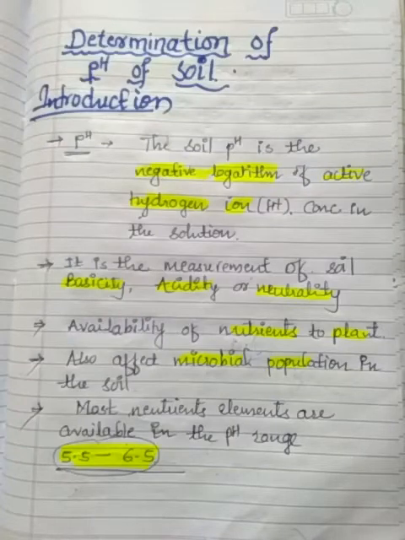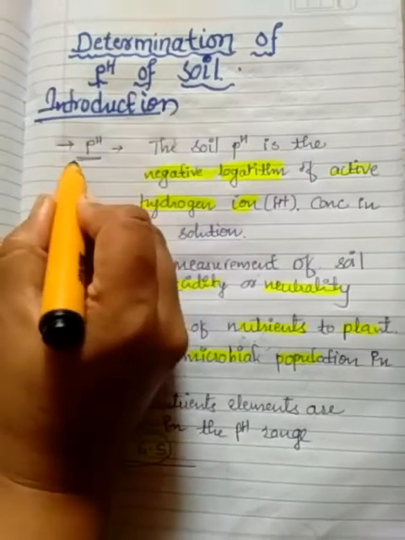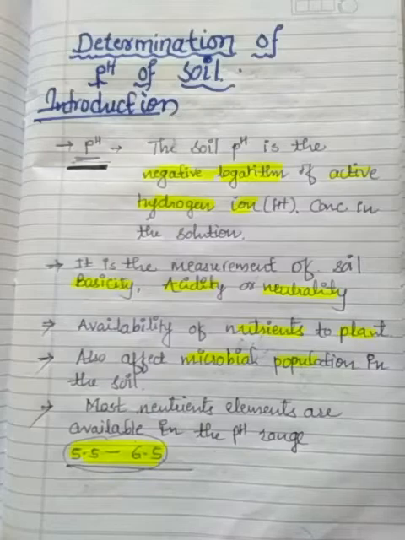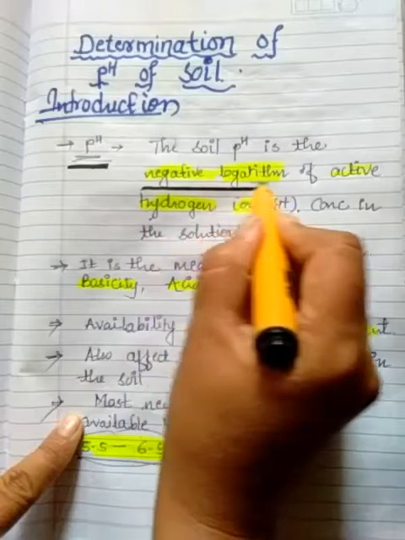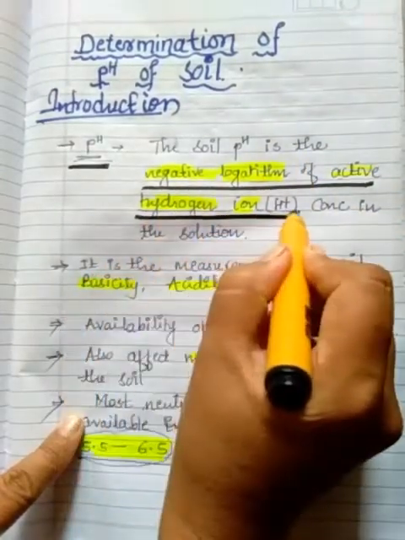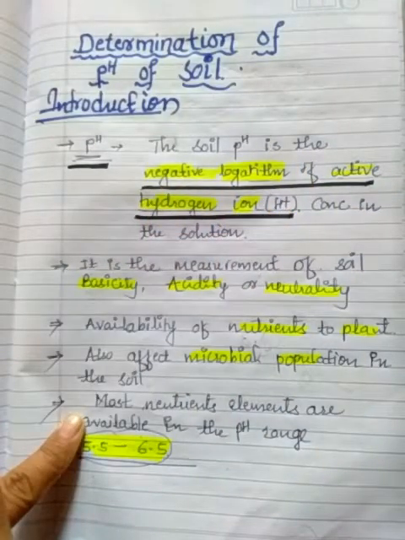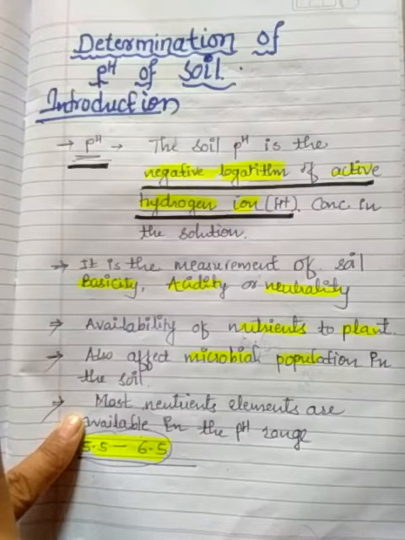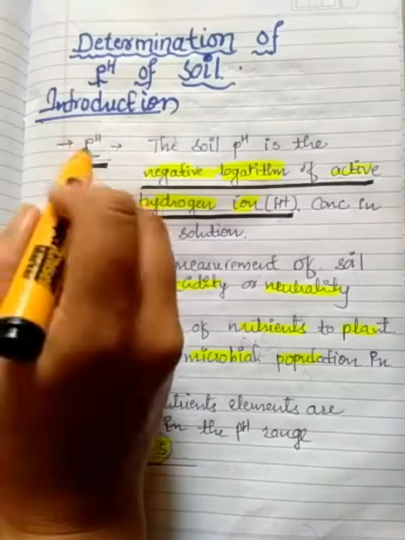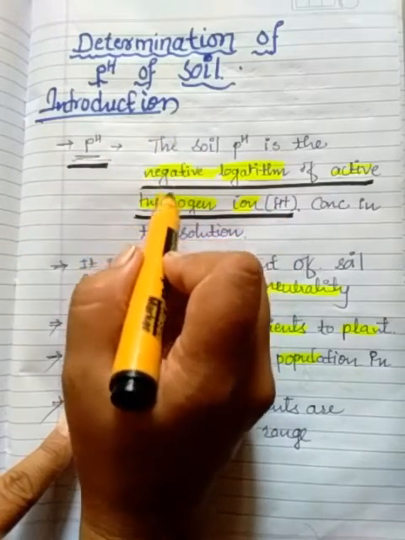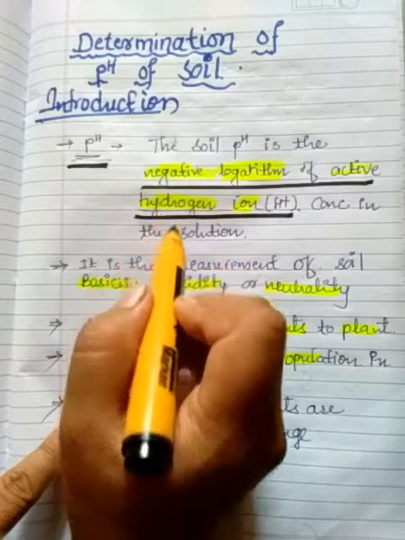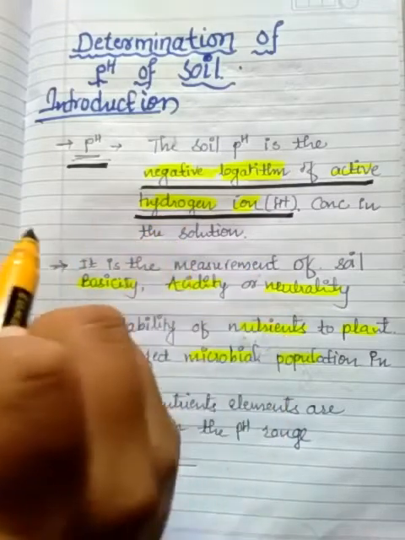Dear students, let's start the next part of our topic, determination of pH of the soil. As we already know, what is the meaning of this particular pH? The soil pH is the negative logarithm of active hydrogen ion, that is H plus ion, concentration in the solution of the soil itself, isn't it? So what is the pH of soil? The soil pH is the negative logarithm of active hydrogen ion concentration in the soil solution.